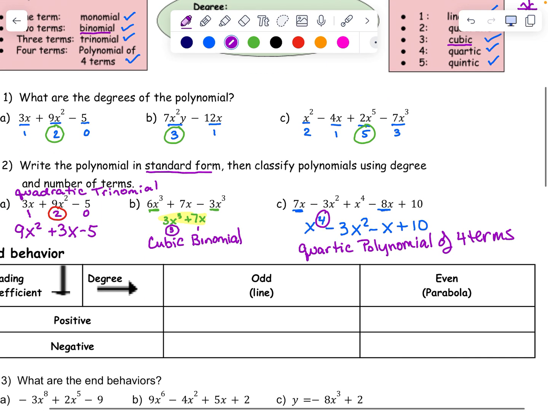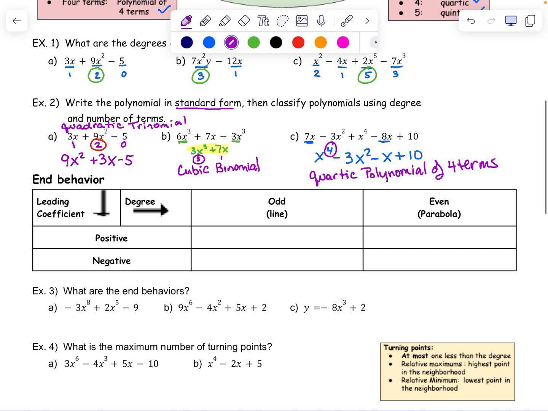Okay. All right. So when we talk about end behavior, basically we're talking about what happens at the end of a graph. So like if I was doing this graph, the end behavior here is going down and the end behavior here is going up. Okay, so we need to organize this related to even and odd, and then that's our degree.